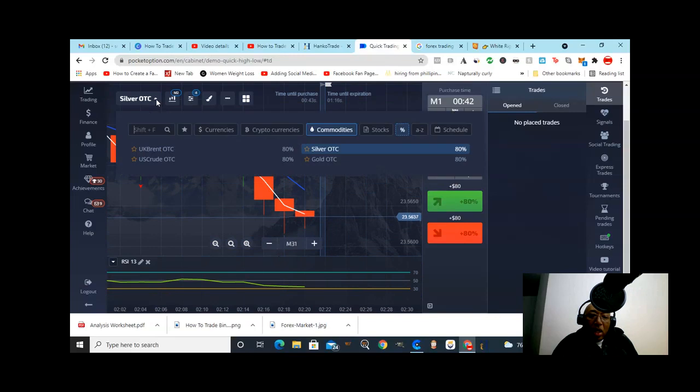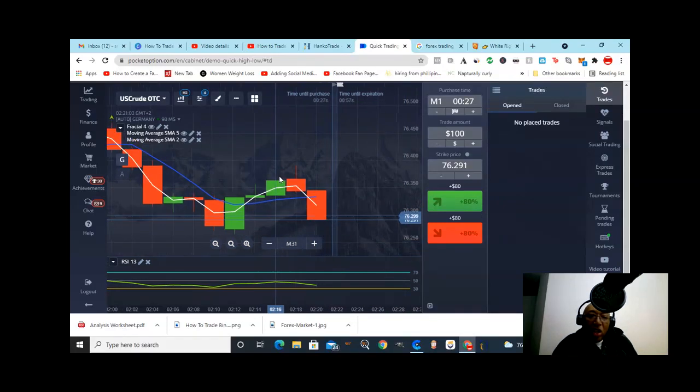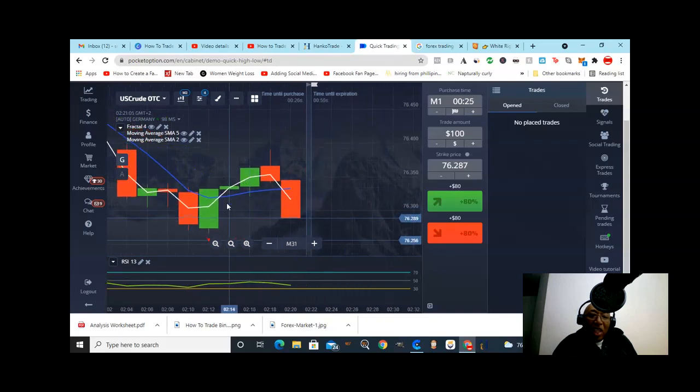Crude oil. Again, the RSI is below the midline, but it is going down. So that could be an indication that it's actually going down. The fractal sign is down here. So it says goes up, but you can see it change direction. There's a reversal in the market.